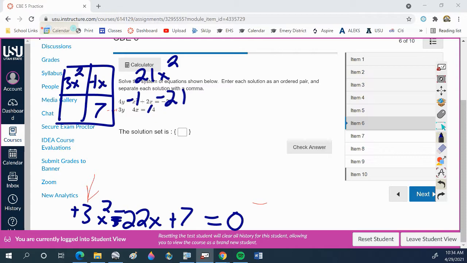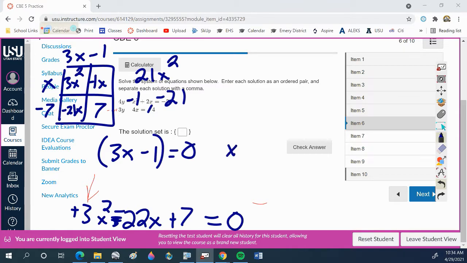So negative 1x, negative 21x, pull out an x, I get 3x minus 1, pull out a 3x. So 3x minus 1 equals 0, and x minus 7 equals 0. I think you can do everything up to here using one of those two methods, but there's one little step at the end we have to be careful with. So x is 7 and x is 1/3.